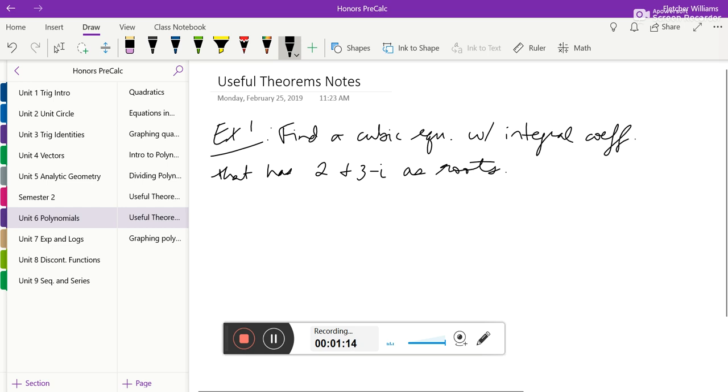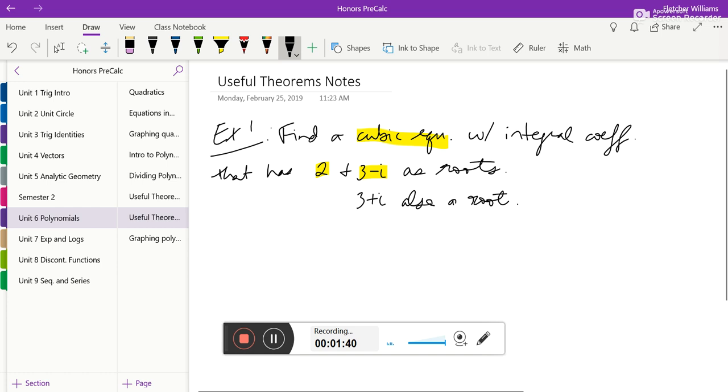So the first theorem that I showed you would help you say, okay, if it's a cubic equation, that means there's 3 total roots. And they've given you 2, that's one root, and 3 minus i, that's another root. So you just need one more. The conjugate root theorem says that if 3 minus i is a root, then 3 plus i is also a root.